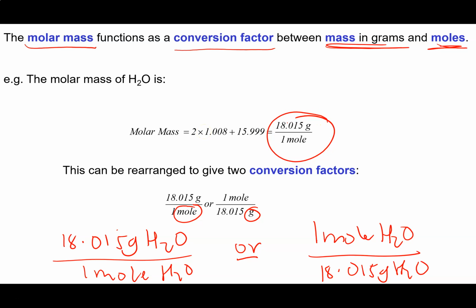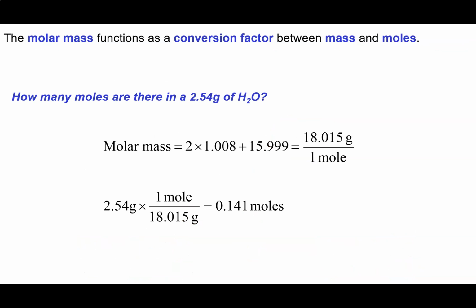Calculating molar masses is a skill that you get really adept at, but then you've also got to know how to use them, right? And you've got to decide which way up you're going to use the conversion factor. So this is a good example of where we're going to go from grams into moles. The question asks, how many moles are there in 2.54 grams of water? It should really say how many moles of water, but it's not perfectly worded.